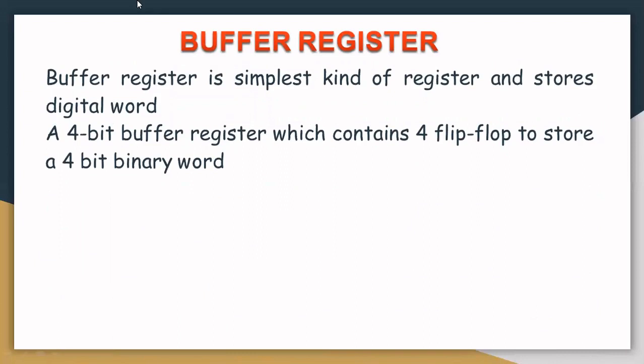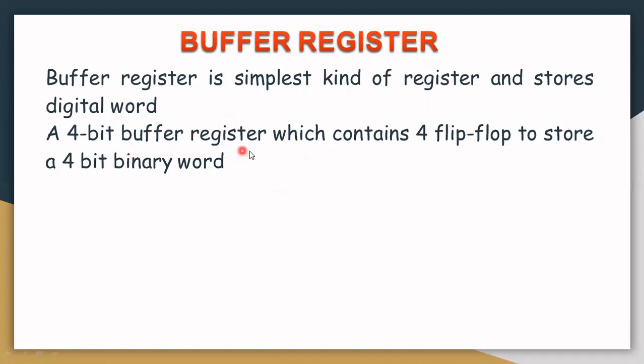The first one is the buffer register. It is also called parallel in, parallel out. That is the simplest register. So, I am discussing the parallel in, parallel out register first. It is also called a buffer register. The buffer register is the simplest kind of register and stores a digital word.